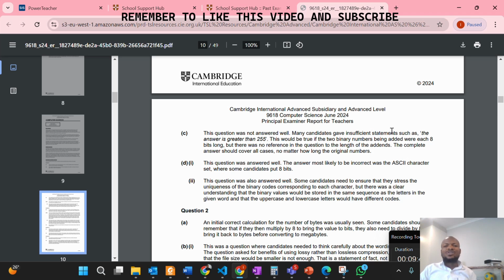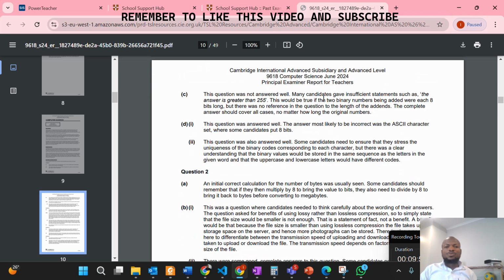Okay, so this is now saying that the question is not well answered. Many candidates gave insufficient statement like the answer is greater than 255. This would be true if two binary numbers being added were each 8-bit long, but there was no reference in the question to the length that was added. So the question never said 8-bit numbers were added.